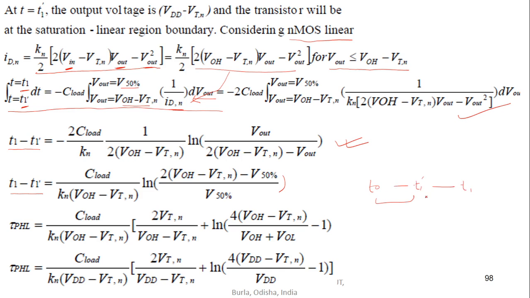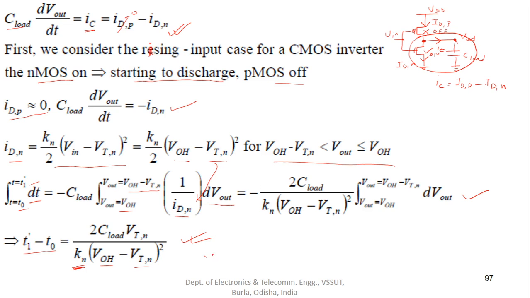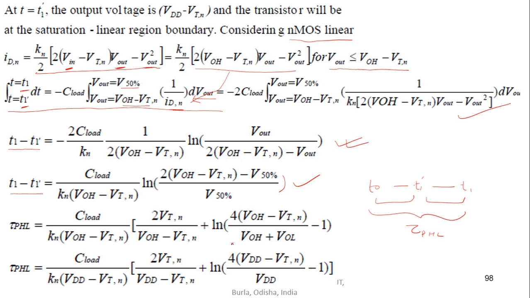So combine this one with this one to get the complete tau PHL. When you add this equation with this equation, you will get the final value of tau PHL as this one. Tau PHL is C load by Kn (VDD minus VTN). The common factor comes out. Inside brackets we have 2 VTN by (VDD minus VTN) plus log of (4 (VDD minus VTN) by VDD minus 1).